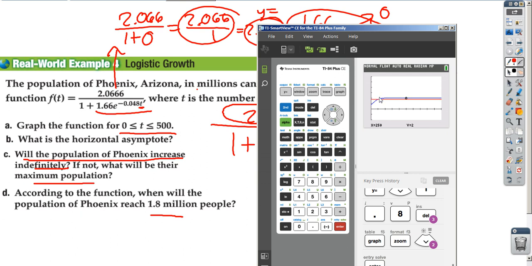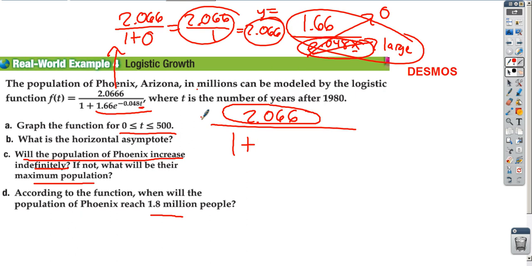So you can see the intersection is like right there, and let's do second calc intersect to see when that happens. So I'm on the first curve, that's the blue line. I'm on the second curve, that's the red line. Let's get close to it and guess. I'm pressing enter for each of these. So x equals 50. So 50 years after 1980, because that's when we started, so about the year 2030, population would be 1.8. Okay, that's what the model says.